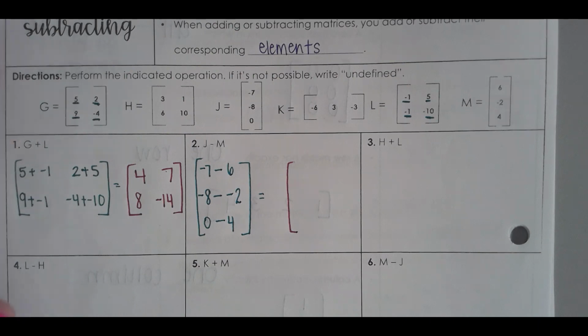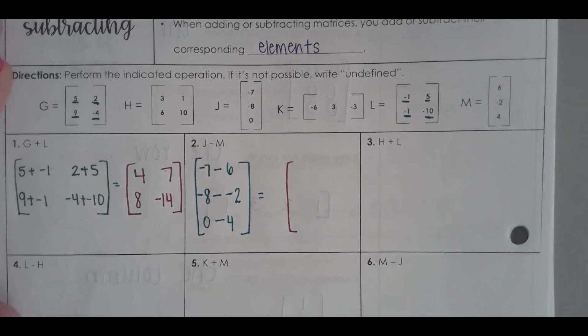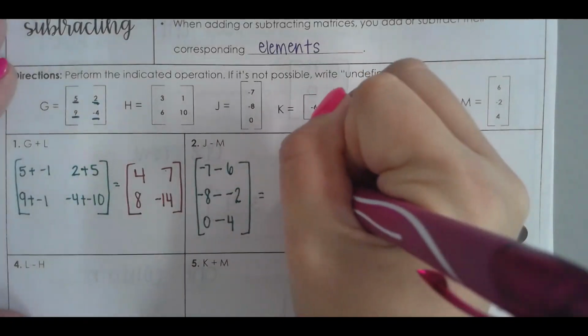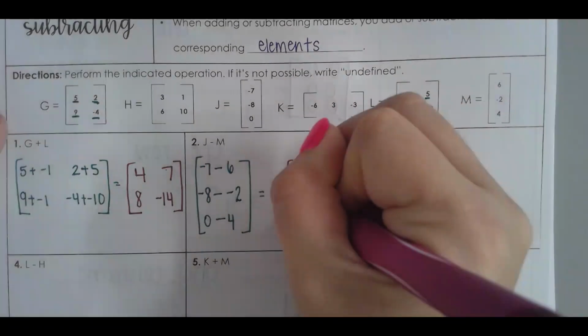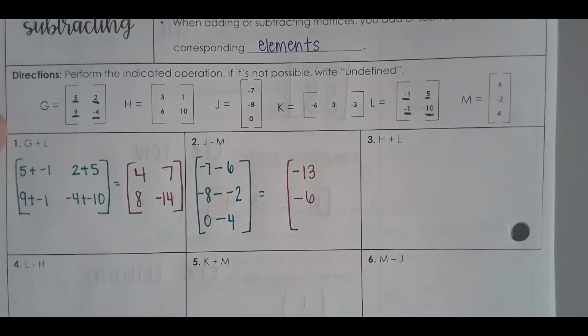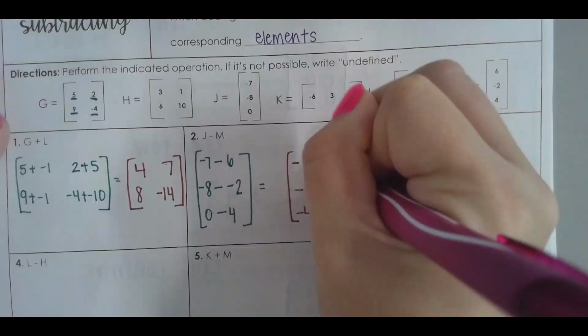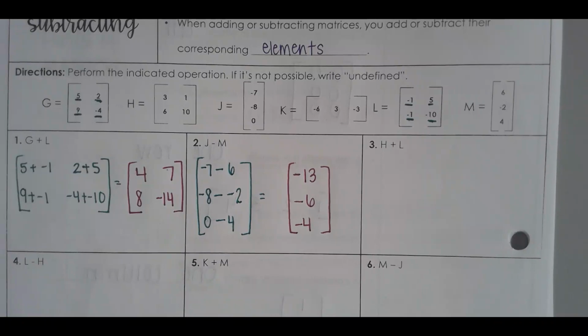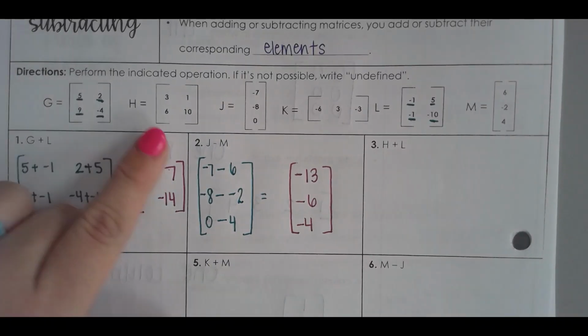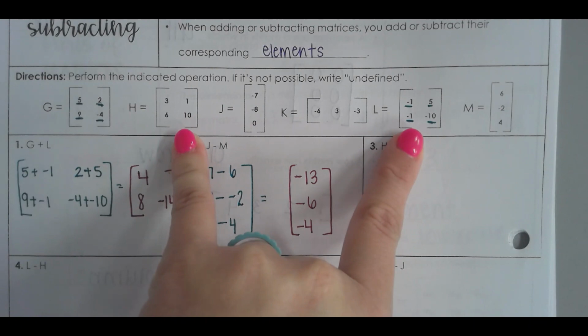-7 minus 6 is what? -13. Good. -8 minus -2. Yep, -6. And 0 minus 4, -4. Right. Any questions? Super easy. All right, number 3, A plus L. Can we do it? Yeah. Yep. All right.